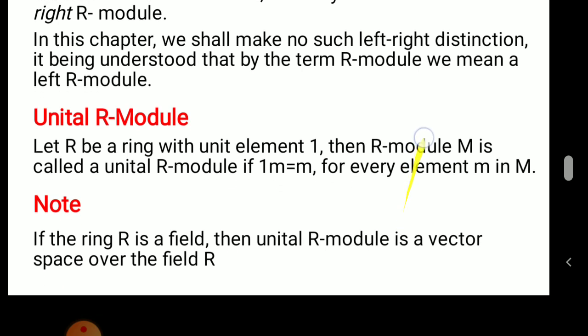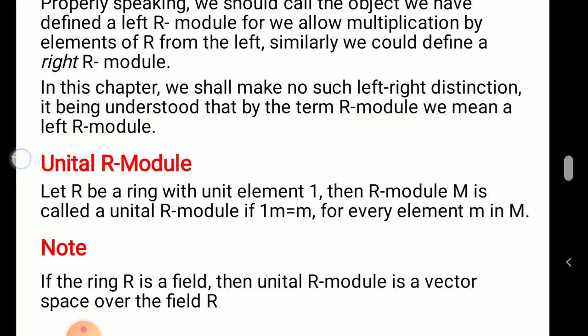Okay. Then note, if the ring R is a field, then the unital R module is a vector space over the field R. You have to remember this for MCQ.